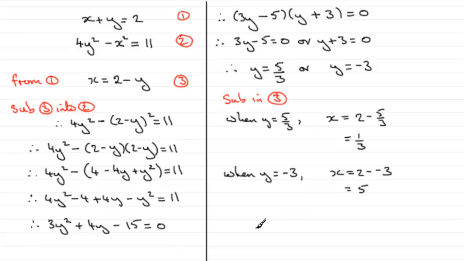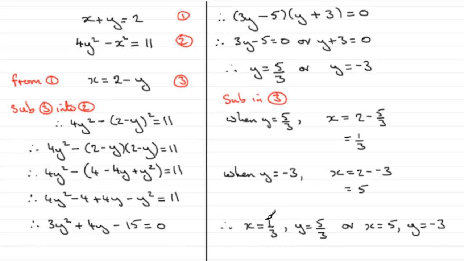So when you finish, make sure you just pair up your answers. So we've got x equals 1/3, and I'm always going to write x before y. I'll tell you why at the end, okay? x is a third, y equals 5/3. Or we've got x equals 5 when y equals minus 3. There's our solution for this question.